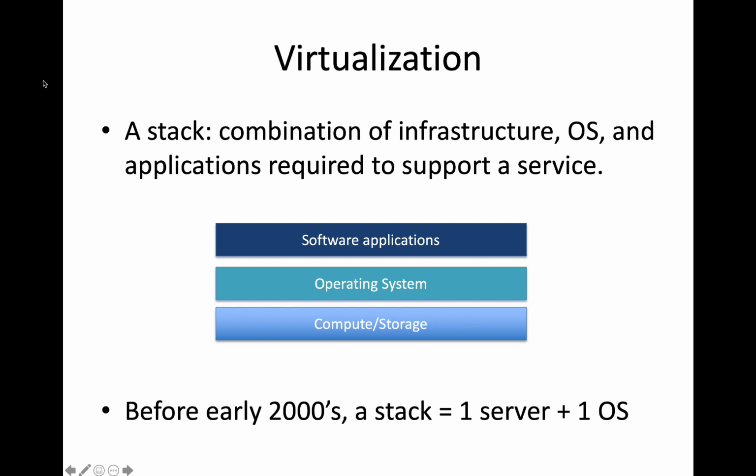Now, before the early 2000s, you would typically install one stack on one physical server. So you'd have a physical server with CPU, storage, networking, memory, etc. And on that server, you would install your operating system of choice. It could be Linux or Unix or Windows. And then you would install your software applications. You could only install one operating system and one set of applications on that physical server. So that's what we call a stack.